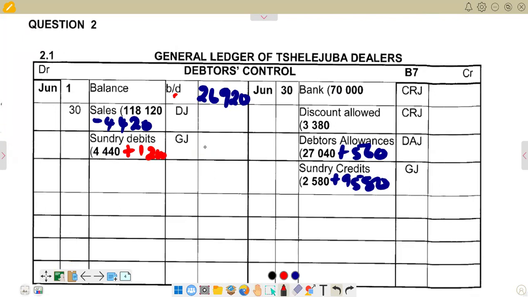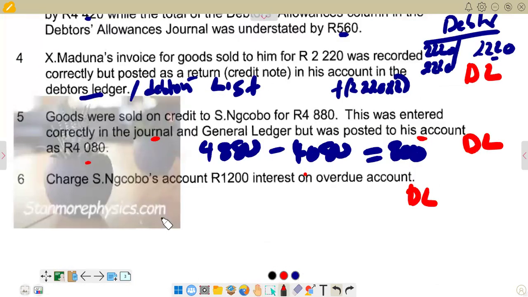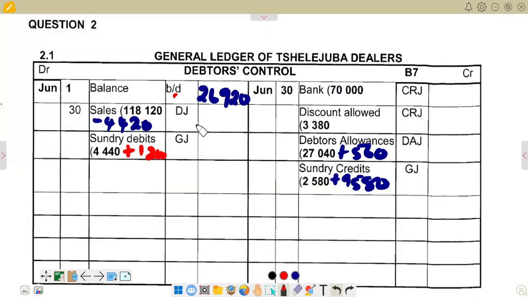Then we can try to see how we are going to adjust those. So you see that we have adjusted all the adjustments. If we come back here, you would see that this is the last adjustment that we have. On additional information, we no longer have anything here. So we can now balance our debtors control. So if we come here, you'd see that here we have got 118,120 now minus 4,420. Then we can close to see what answer we are getting there.